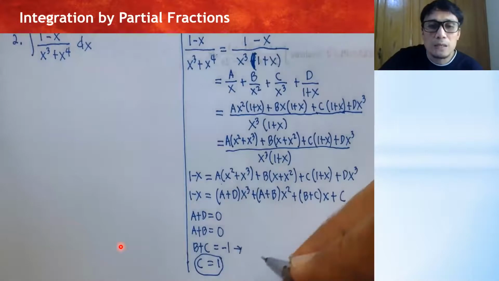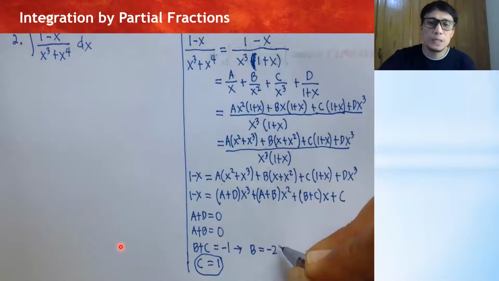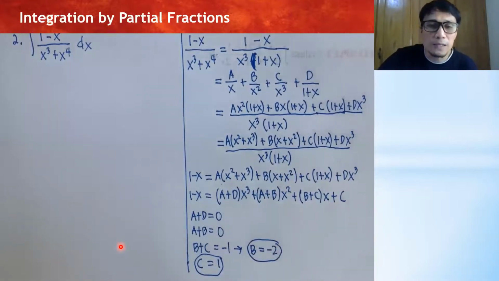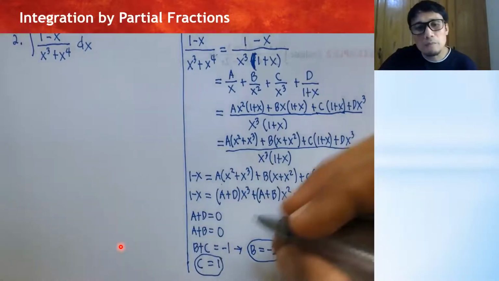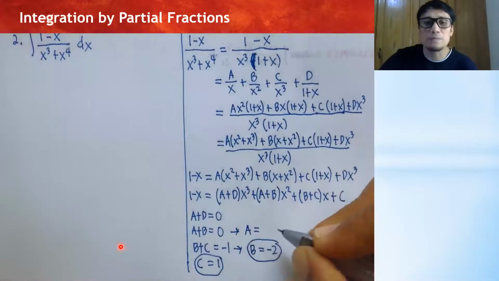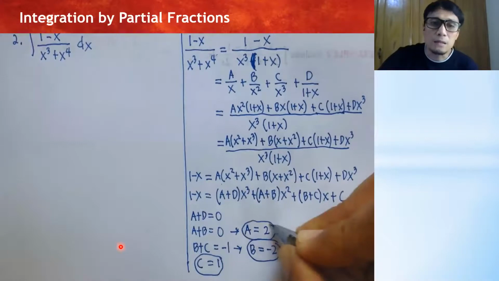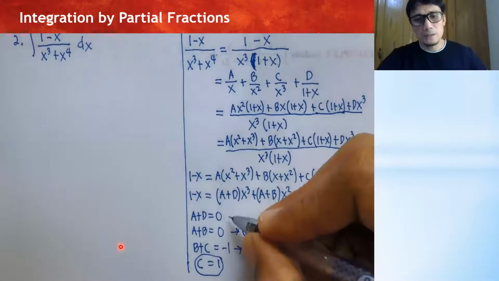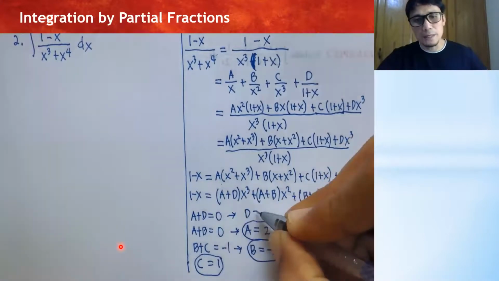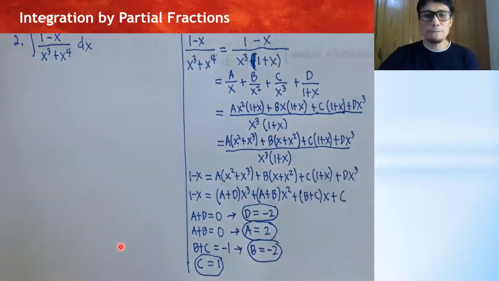So b becomes negative 2. And then we substitute that b to the second equation, so a equals positive 2. And then next, d becomes negative 2, right? So we now have the values for a, b, c, and d.